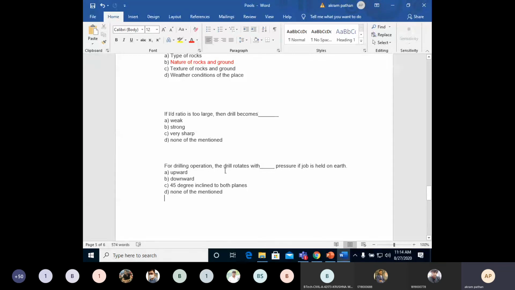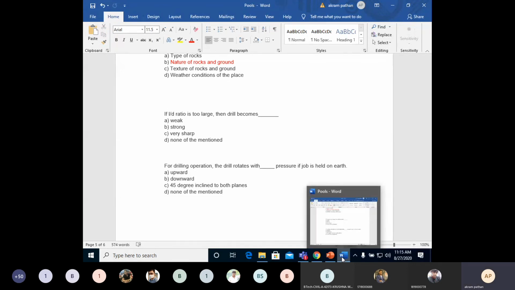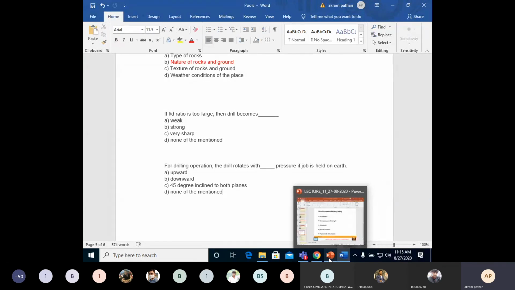So what is my question here? For drilling operation, the drill rotates with dash dash pressure if the job is held on earth. If you want to drill, then what is the movement? Upward, downward, 45-degree incline to both planes, or none of the above mentioned? So tell me, if you want to punch the earth or drill the earth surface.